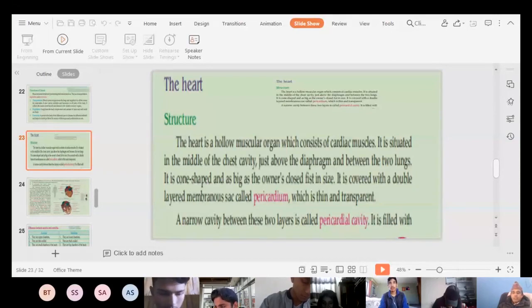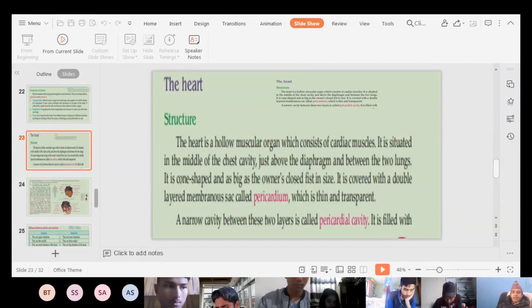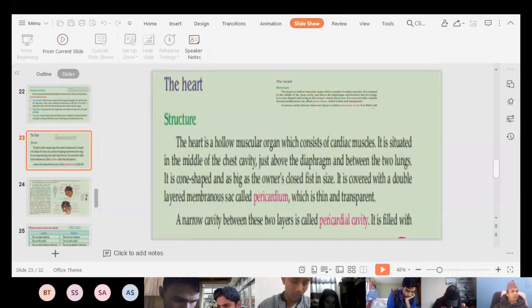I hope the students are learning, writing and marking the difficulties. When I complete my lecture, they are going to ask me some questions. That's why your attention is very important.